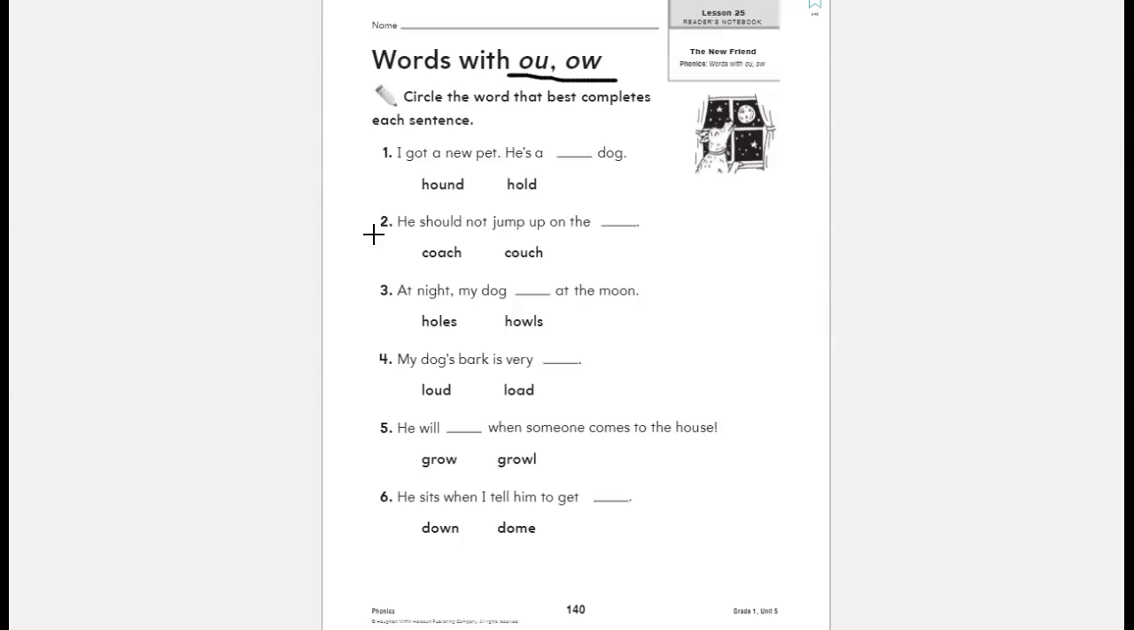Sentence number 2 says, he should not jump up on the blank. Ouch, couch. He should not jump up on the blank. Circle the word that best completes the sentence for number 2.